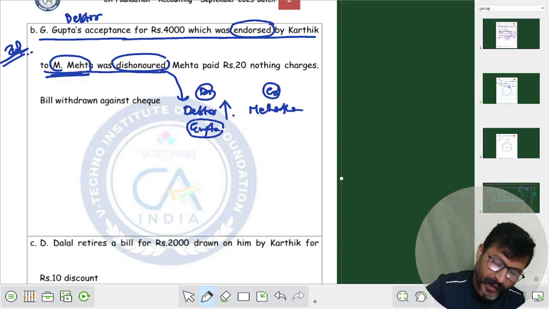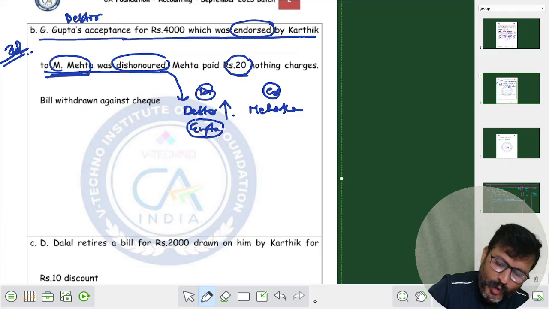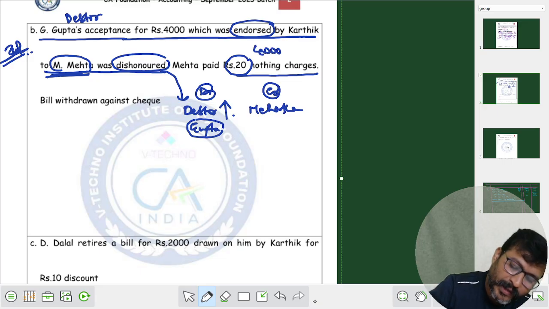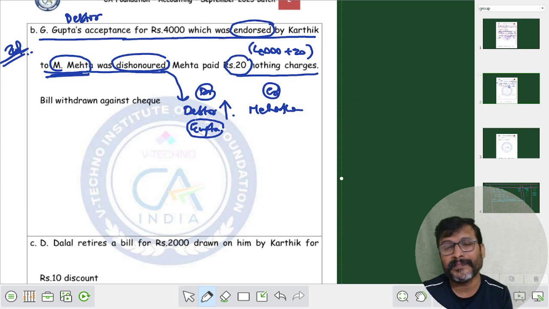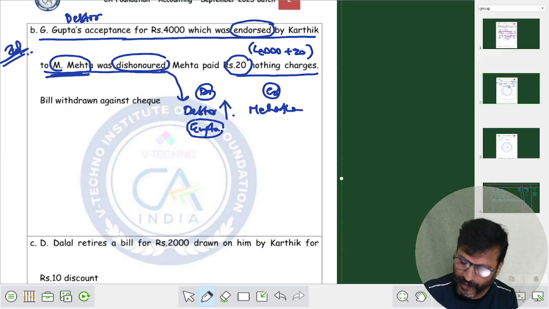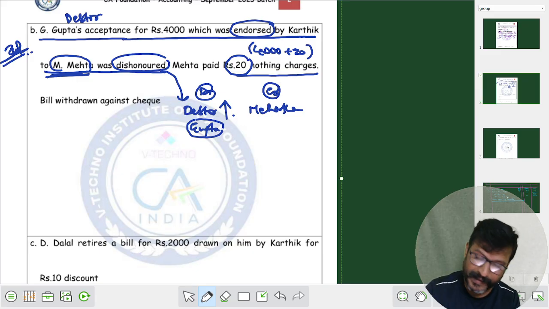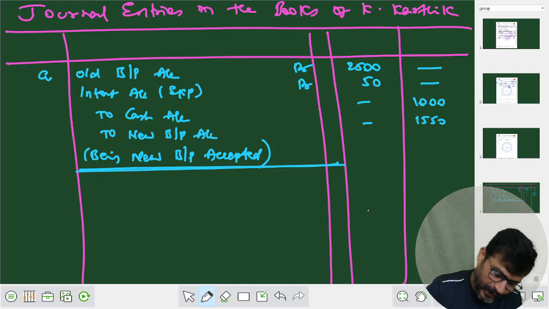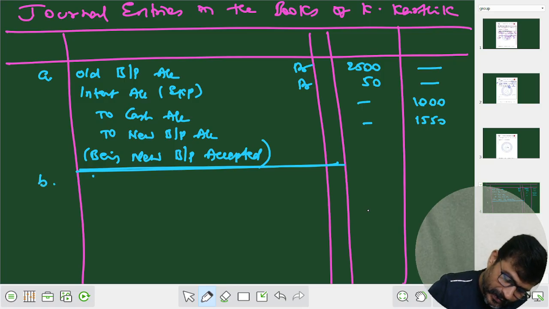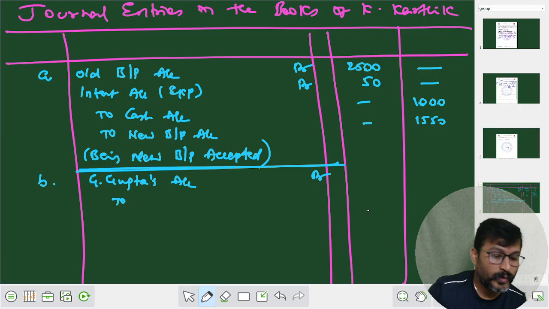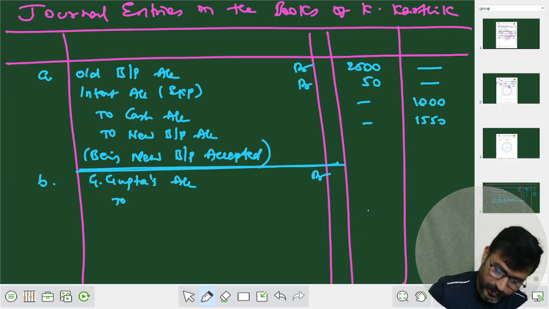Okay. Along with that, what? Along with 20 rupees noting charges. Now what do we have to do? We have to take 4,000 plus 20 rupees. Noting charges, remember, always we have to add the noting charges to the bill amount whenever the bill is dishonored. This is the B point, right? Let me write the B point. What is the entry? Gupta's account debit to Mehta's account.